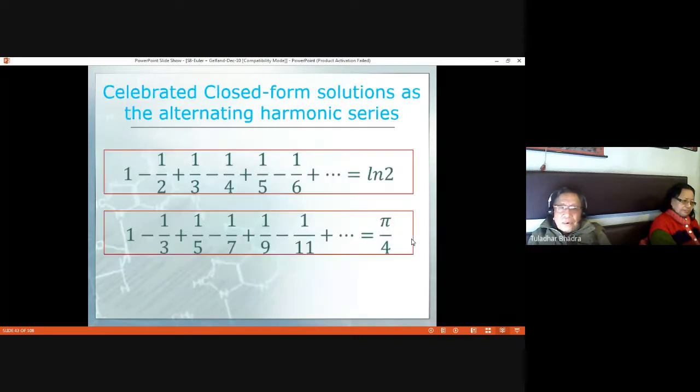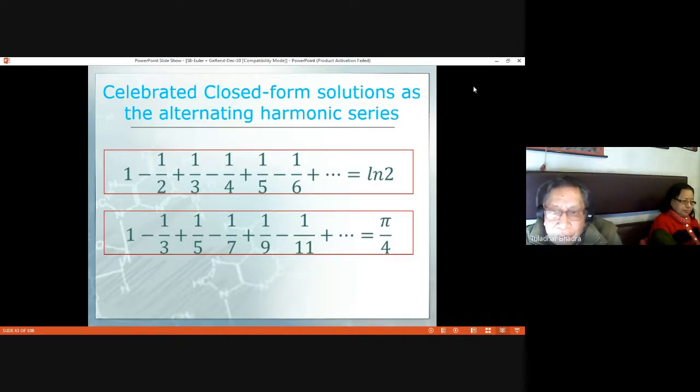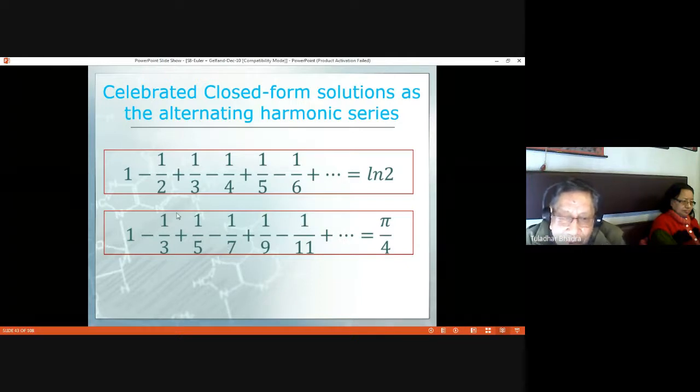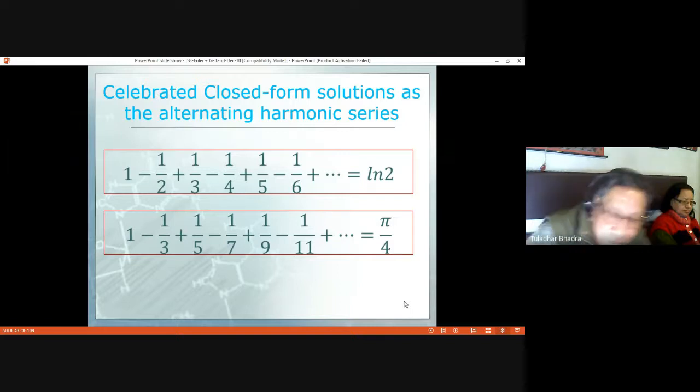And this is some other celebrated closed form solution, the alternating harmonic series. The alternating harmonic series has signs minus, plus, minus, plus, and it will give the sum as log 2. If you take only the odd terms, alternating, 1 minus 1 by 3 plus 1 by 5, the value is pi by 4, a good formula to find the approximate value of pi using this series.